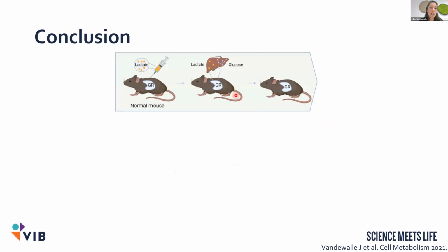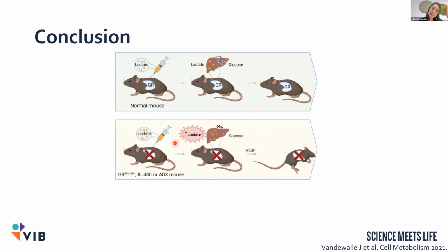So to conclude, I have shown you that when lactate is injected in a normal, healthy mouse, this is no problem because lactate can be cleared, glucose is produced, and the mice are perfectly healthy and viable upon the injection. However, when lactate is injected in mice which have a defect in their GR signaling pathway, this lactate cannot be cleared. There is accumulation of lactate, and high lactate values in combination with the GR signaling defect lead to VEGF production, vascular permeability, hypotension, and eventually death.